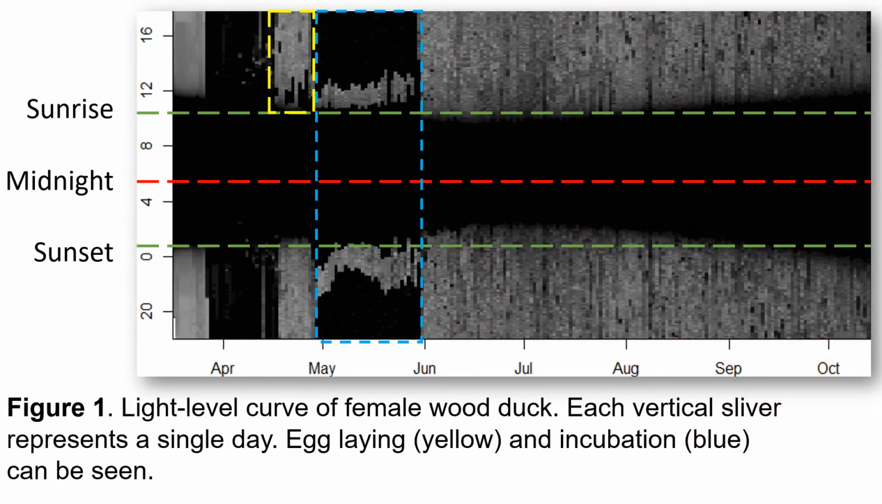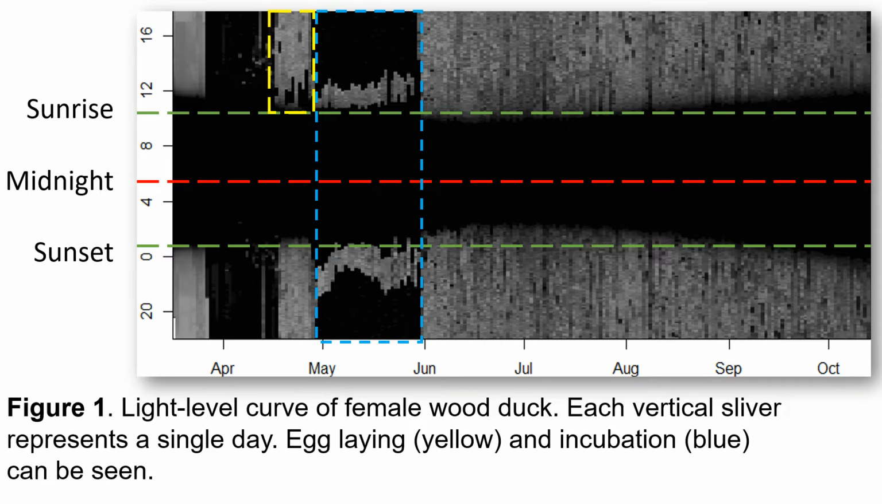Here is an example of a light graph of a female wood duck that was caught in a decoy trap. This kind of graph can get kind of tricky to read, so I'll try to orient you. The black parts of the graph indicate no light reaching the geolocator, while the lighter parts are where light was recorded. The x-axis is time in months, and the y-axis is the hour of the day. The red dashed line in the middle of the graph is midnight, and the green lines represent sunrise and sunset. Each vertical sliver represents a single day that was recorded.